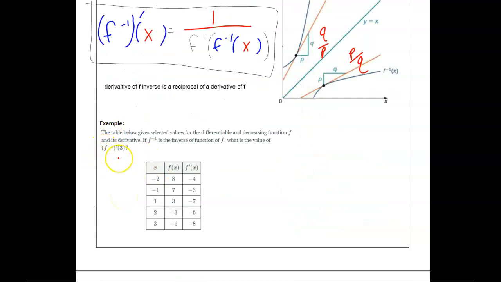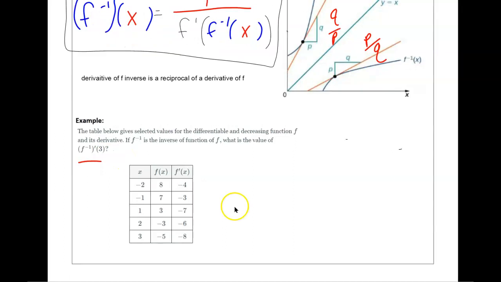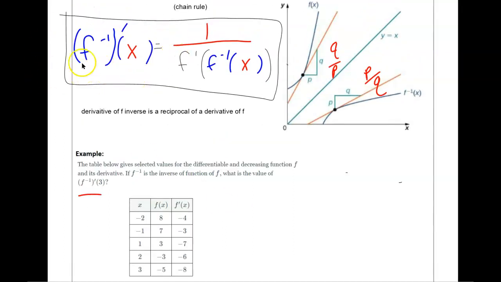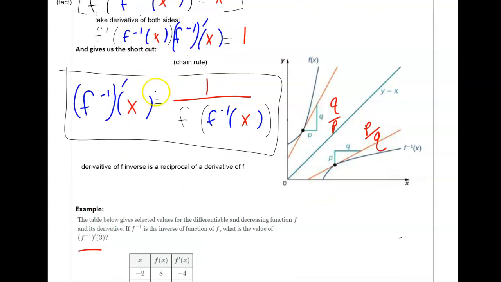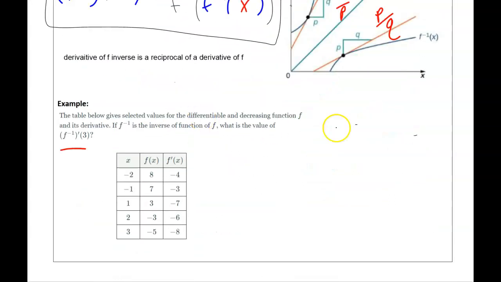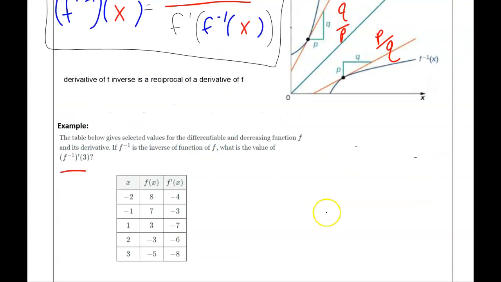So here, this is straight off of Delta Math, by the way. We're asked for f inverse of 3. And the first thing I would do is just write down the rule. And if you can't remember the rule, I would derive it, right? So I would start with my identity here and then use chain rule to get it if you can't remember it. But I'm just going to write it down because we have it in front of us.